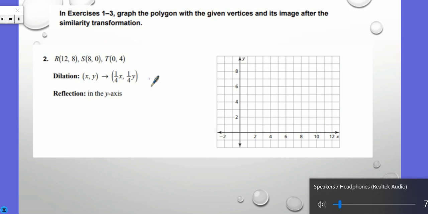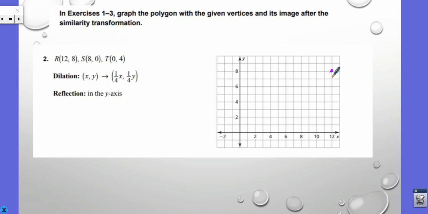So now it says graph this. So I'm going to go ahead and knock that out. 12 and 8 is R. S is 8 and 0. And T is 0 and 4. So we are going to have a reduction here. So I'm going to take each one of these points and multiply it by 1/4.